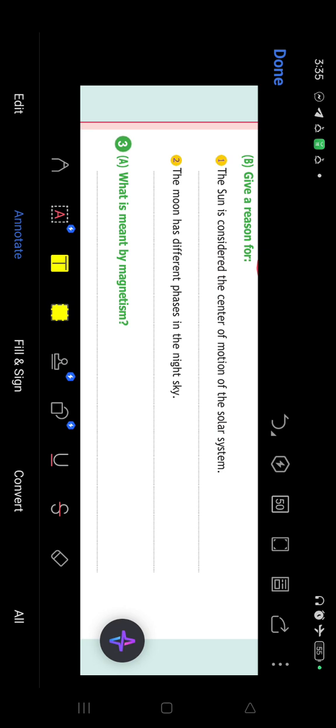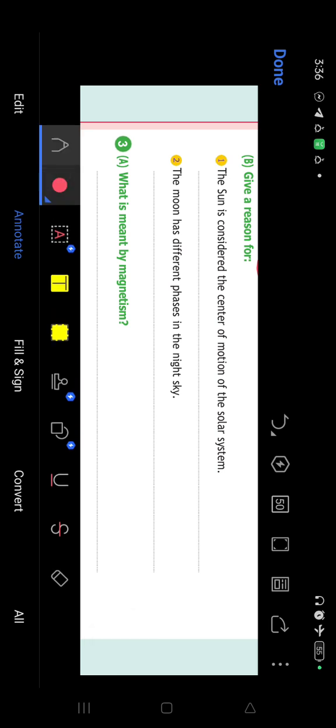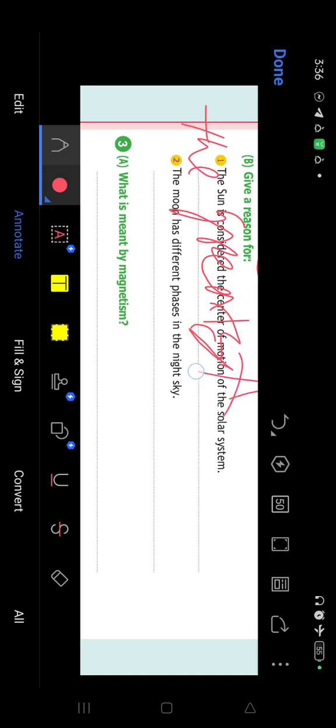Give a reason for: the Sun is considered the center of motion of the solar system. Why? Because it has the greatest gravity. We can say that because it has the greatest gravity and the greatest mass. Okay. The moon has different phases in the night sky. Why? Due to the rotation of the moon around the earth. Yes.